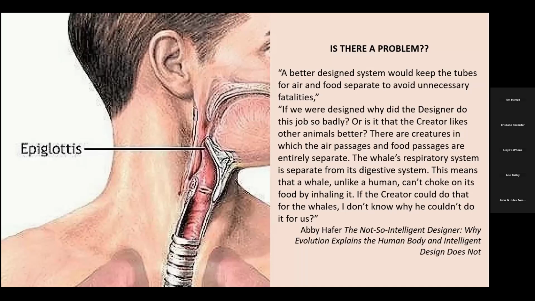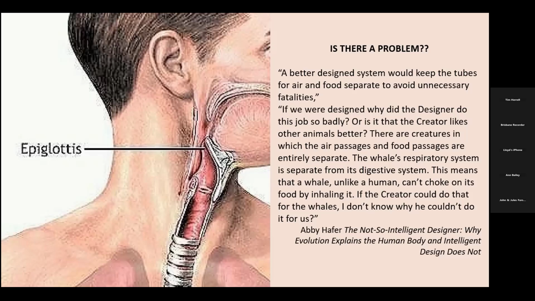We're still not finished. We've dealt with the respiratory system. Let's just move over to the digestive system for a second. Is there a problem with the digestive system? A better designed system would have kept the tubes for air and food separate to avoid unnecessary fatalities. If we were designed, why did the designer do the job so badly? Or is it that the creator likes other animals better?